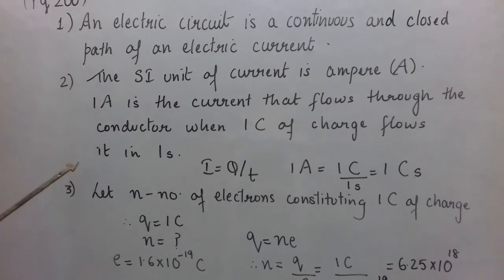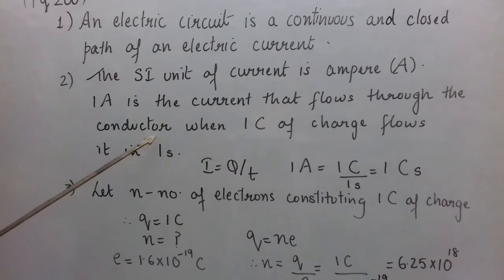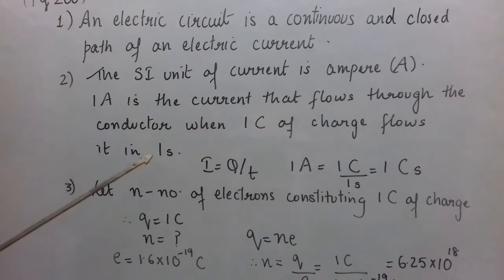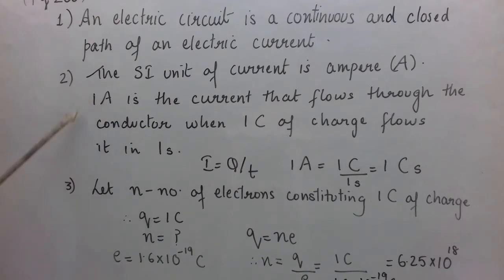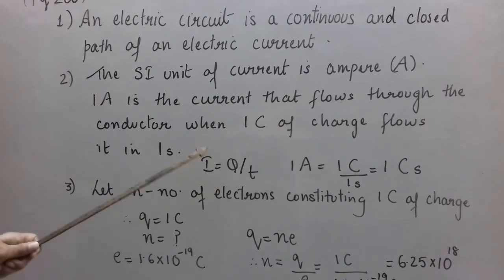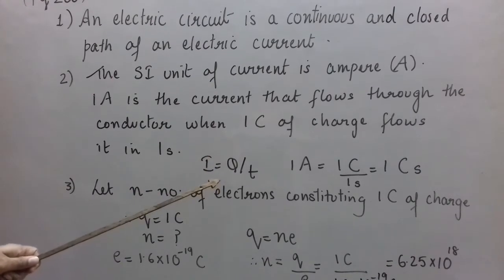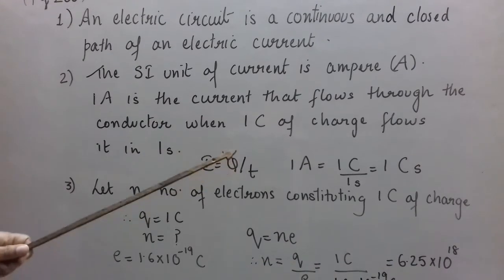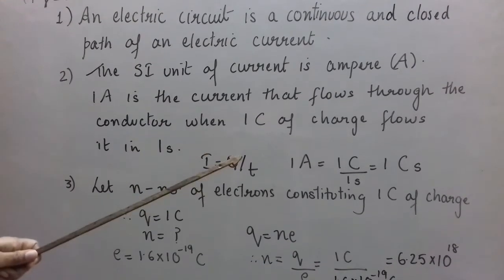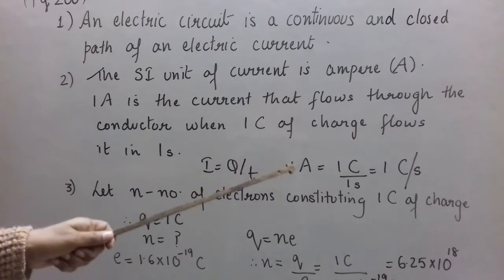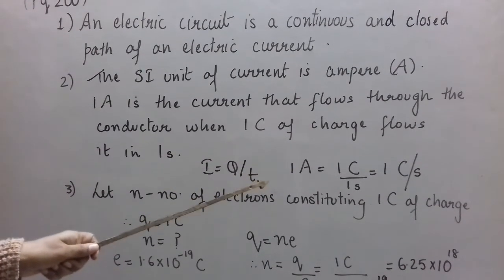Now let us define 1 ampere. 1 ampere is a current that flows through the conductor when 1 coulomb of charge flows through it in 1 second. For this definition, I have used this equation, I is equal to Q by t. So when Q is 1 coulomb, t is 1 second, I is 1 ampere. We know that 1 ampere is equal to 1 coulomb per second. So 1 coulomb per second is 1 ampere.